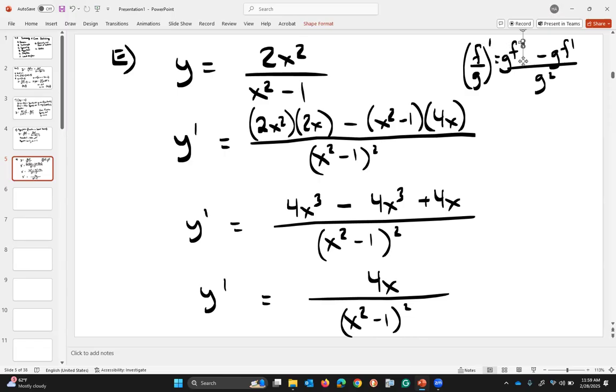And then the derivative is... Oh, and it does matter because it's not the same. So all we have to do is switch the negatives. Oh, shucks. So it's negative 4x over x squared minus 1 squared.